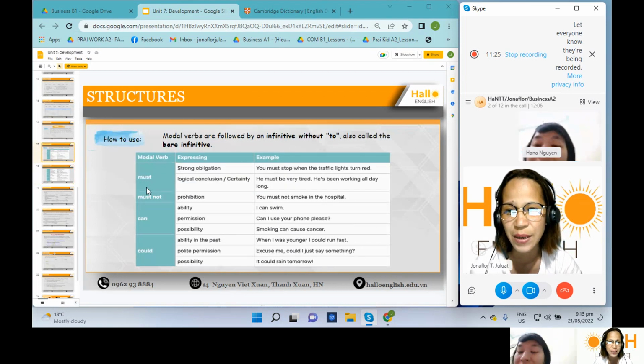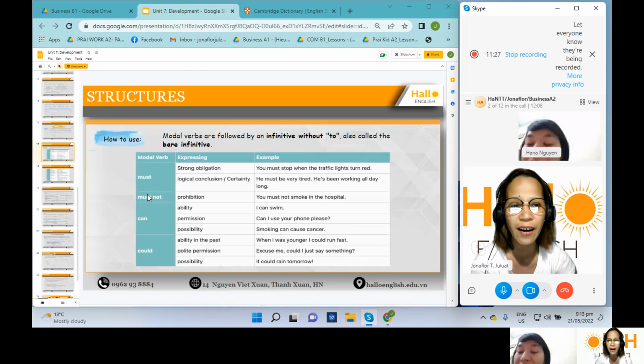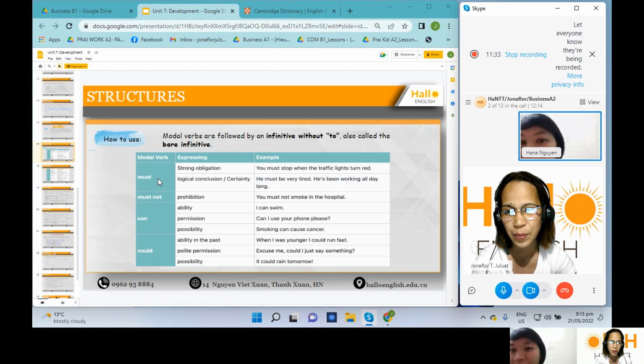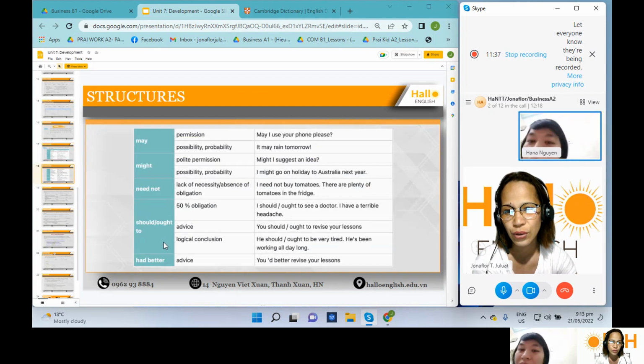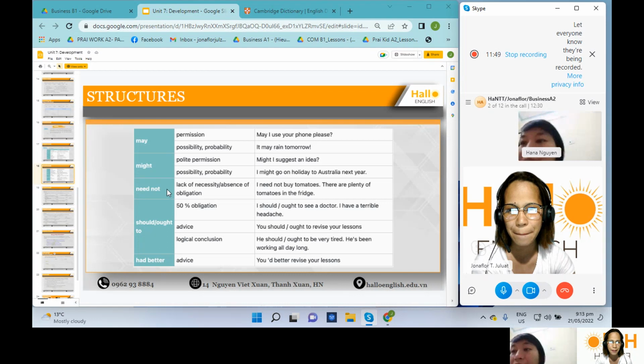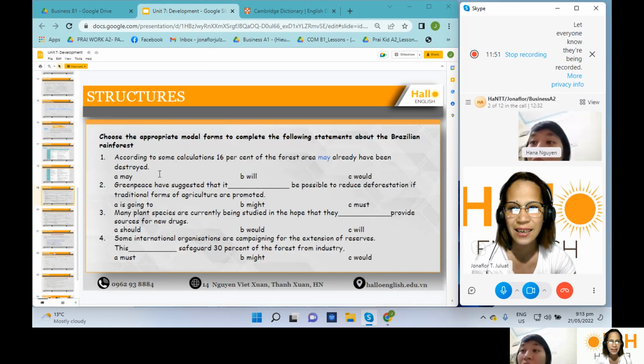So those are some examples of modal verbs, but there are a lot of modal verbs. This is just an example: must, must not, can, could, may, might, need not, should, ought to, and had better. All right, so this time let's practice.